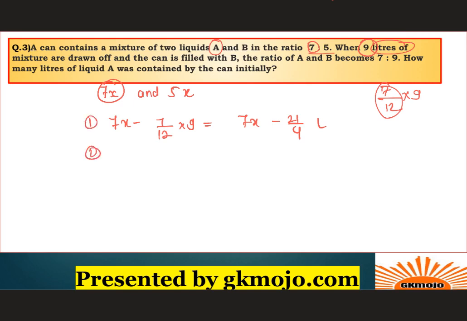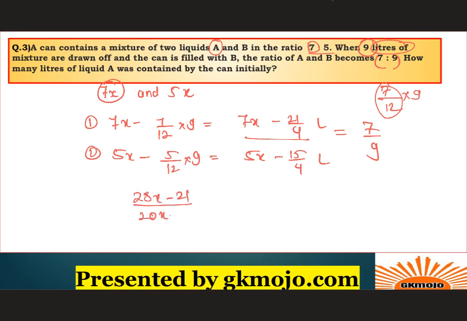Similarly, how much will be the liquid B remaining? It would be 5x minus 5/12 into 9. And this comes out to be 5x minus 15/4 liters. And the ratio of these two quantities is given to be 7:9. So when you cross multiply and take the LCM, you get 28x minus 21 upon 20x plus 21 is equal to 7/9. And hence, by solving this equation, you get x equals 3, right?